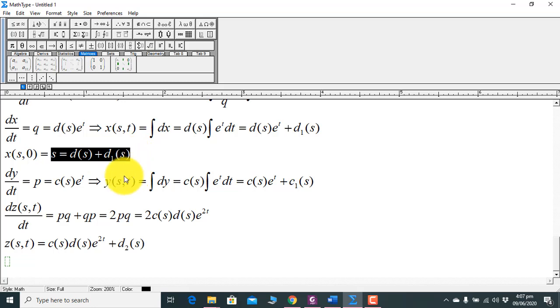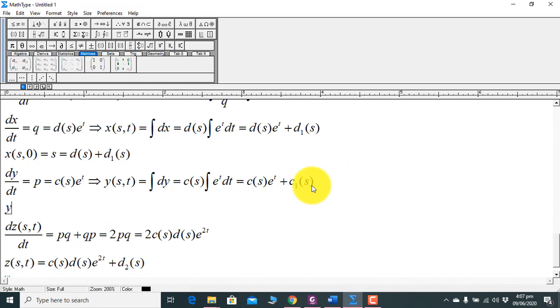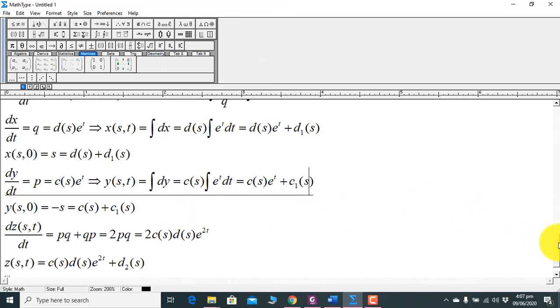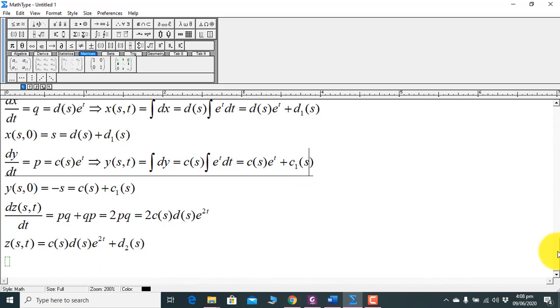What will be the answer for y? For y you can put the conditions: y of s comma 0 is actually minus s, but becomes c of s plus c1 of s. For PQ you don't know the conditions, that is why you cannot calculate the constants for X and Y.